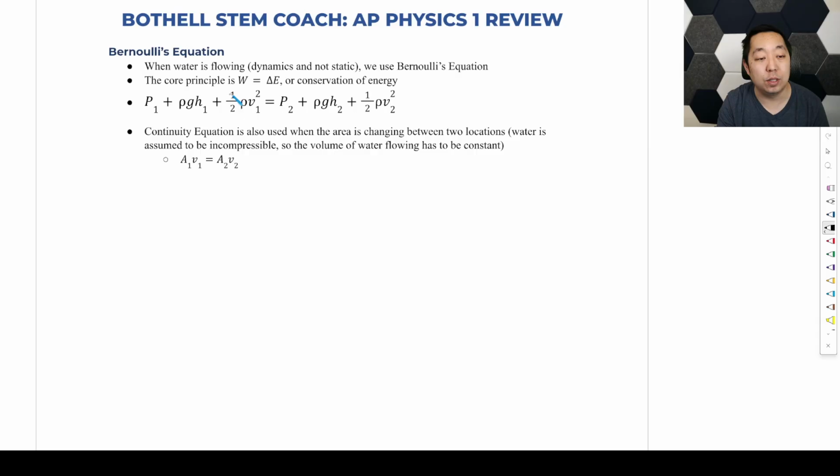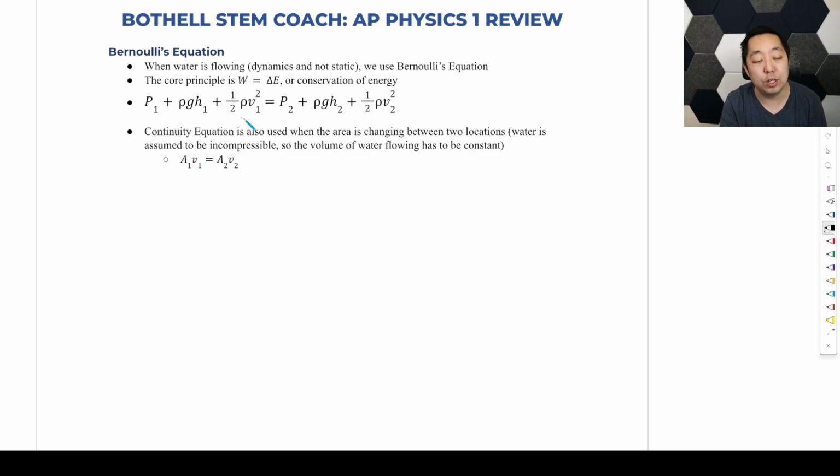The core principle here is work and change in energy, or conservation of energy. You can look at the lessons for the derivation of that, but work is the change in energy. That's where that comes from. And the continuity equation is another equation we use. It's kind of like the conservation of mass, but we say that the velocity of the water will change if the area changes. That's because water has to continuously be moving. We assume it's incompressible for simplified fluids.